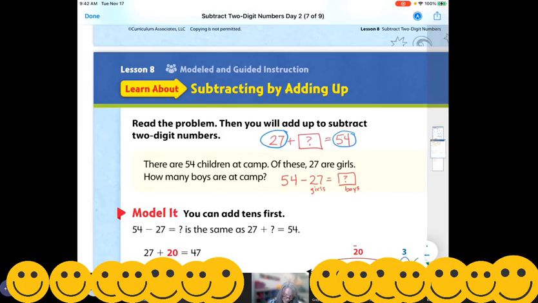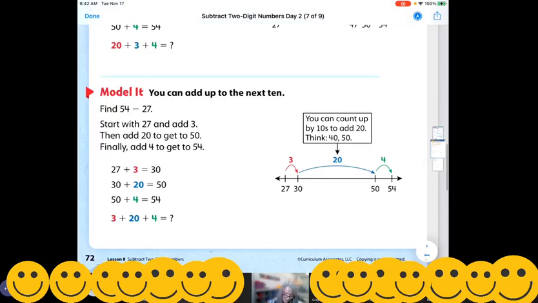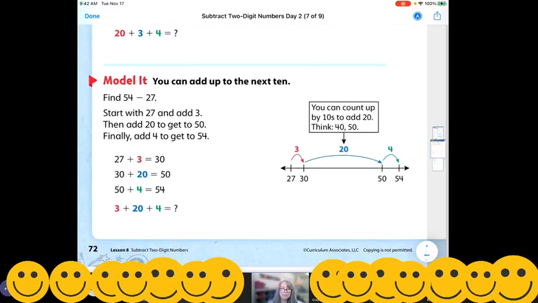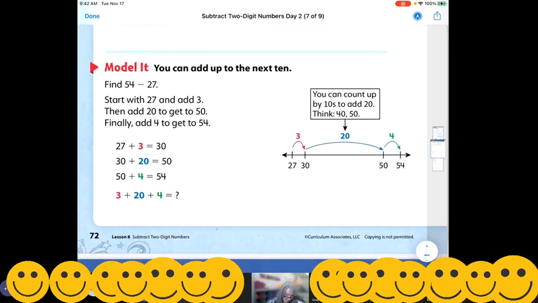I'm going to skip down to the second example because the second example is how we've already been doing these problems, okay? I'm going to go ahead and draw my squiggly line there because this page is showing us 2 different ways to solve the problem. We're looking at this bottom way first. You don't have to do any writing. You just need to pay attention. So we could add up to the next 10. Remember, that's how we did that last problem.